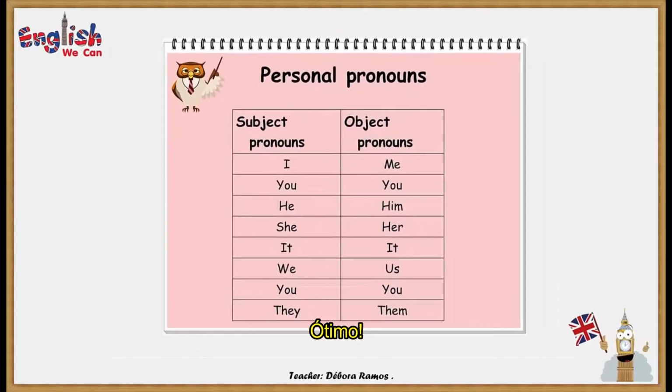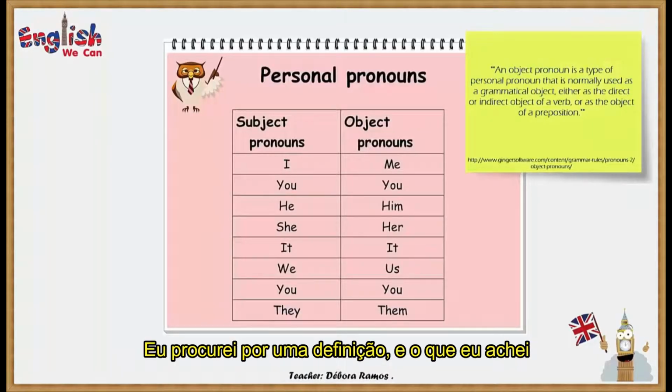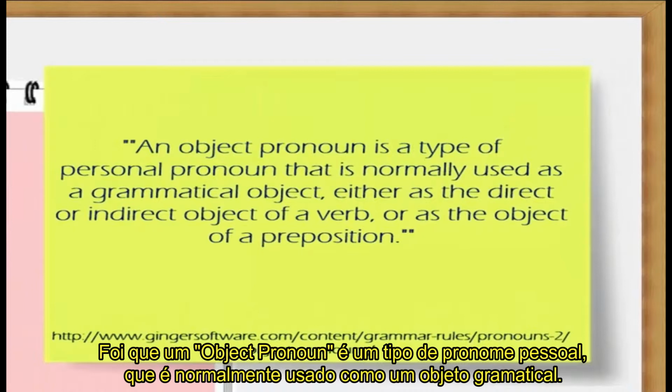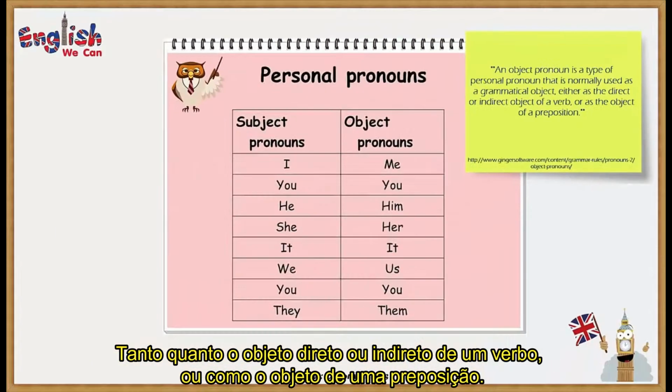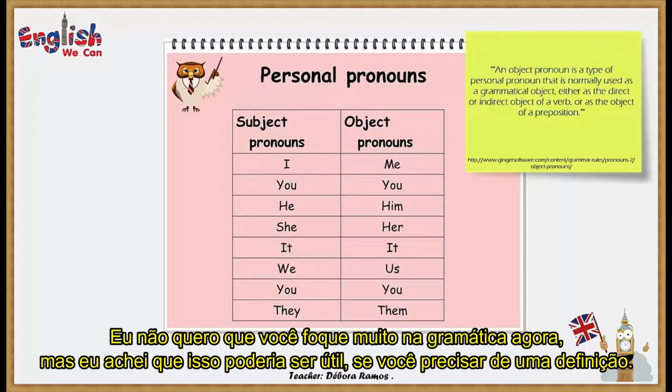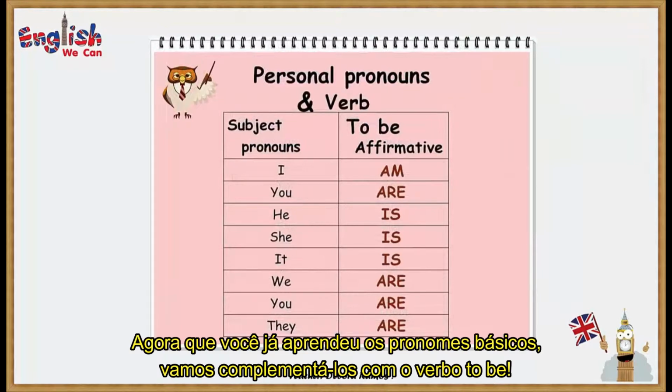Great. So, what is an object pronoun? I searched for a definition, and what I found was that an object pronoun is a type of personal pronoun that is normally used as a grammatical object, either as the direct or indirect object of a verb, or as the object of a preposition. I don't want you to focus too much on the grammar now, but I thought this would be useful if you need a definition. Now that you've just learned the basic pronouns, let's complement them with the verb to be.